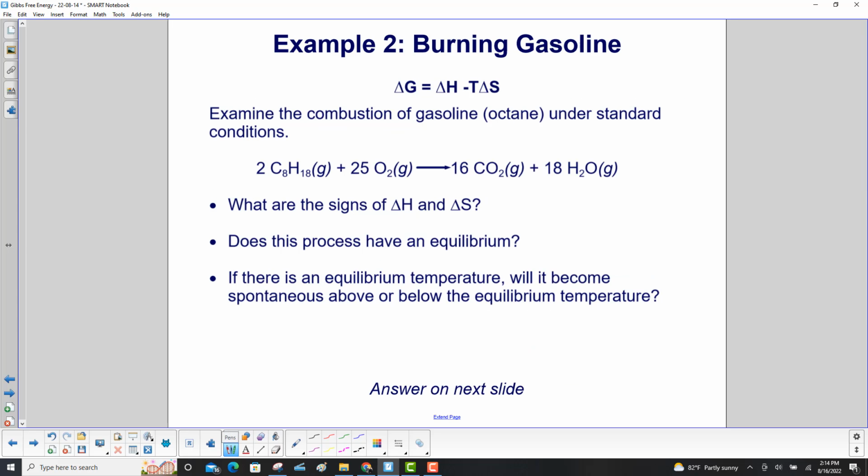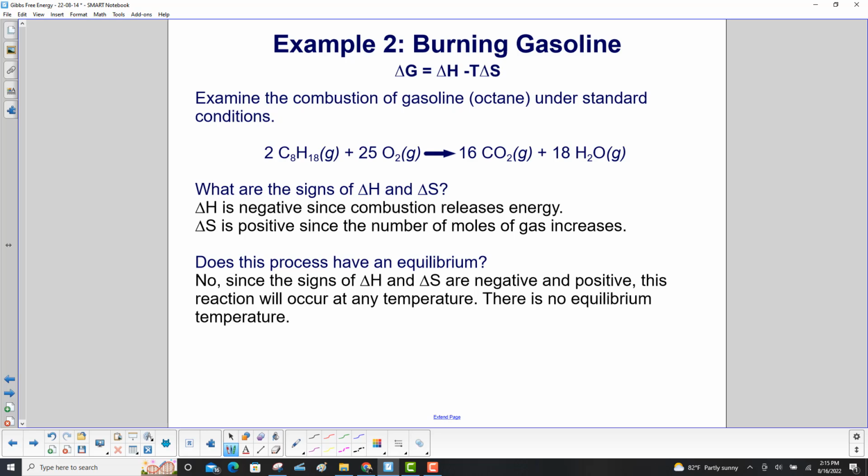Example 2, burning gasoline. Examine the combustion of gasoline, also known as octane, and that's right over here, C8H18, under standard conditions. First, what are the signs of delta H and delta S? 2, does the process have an equilibrium? And 3, if there is an equilibrium temperature, will it become spontaneous above or below the equilibrium temperature?